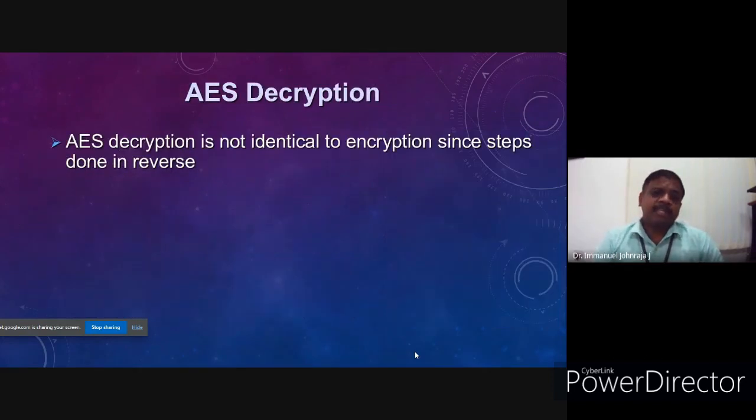Okay, what happens in the case of AES decryption? Decryption is not identical to encryption because the steps are done in reverse. But this is not true with DES. In DES, the decryption and encryption process is the same, and the key was scheduled in a reverse way. But in AES, exactly everything has to be done in the reverse way.